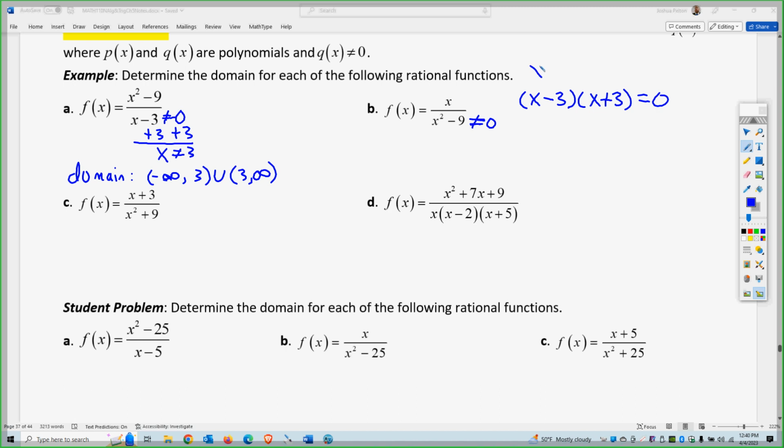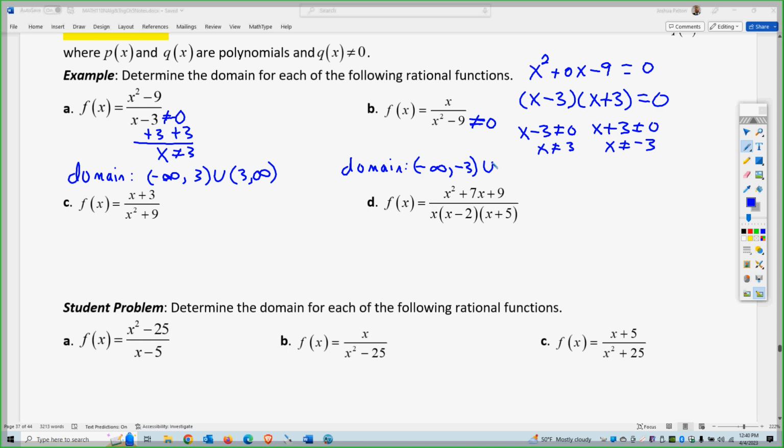Because you think about it, this is x squared plus 0x minus 9. So the only way you get 0 is 3 and negative 3. So x minus 3 does not equal 0, and x plus 3 does not equal 0. So x does not equal 3, and x does not equal negative 3. So my domain is negative infinity to negative 3, union negative 3 to 3, union 3 to infinity. Make sure it is in ascending order, like all domains in each of the chapters you've covered.